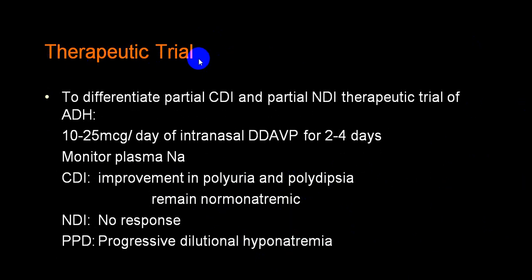So we give a therapeutic trial. If you give a therapeutic trial by nasal spray for 2 to 4 days, in central diabetes insipidus there is an improvement in polyuria and polydipsia, and sodium remains normal. In nephrogenic, there will be no response. In primary polydipsia, there will be progressive dilution, with hyponatremia. This is a very easy way to differentiate between the three: central, nephrogenic, and psychogenic polydipsia.